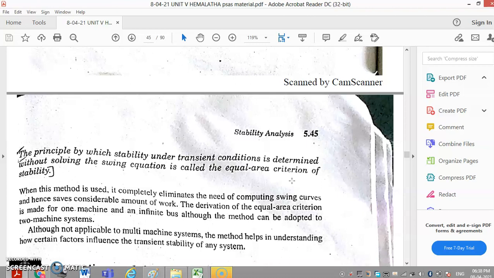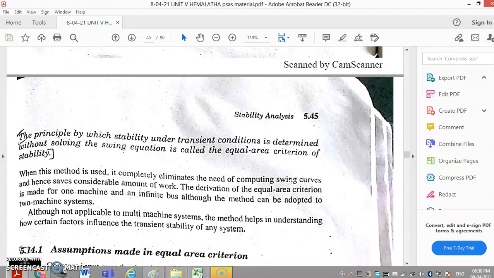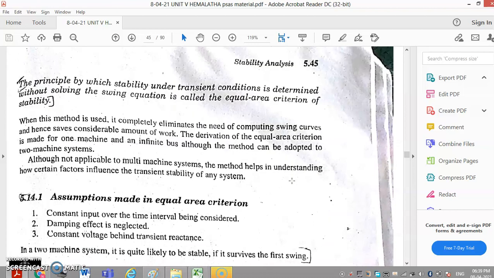The derivation of the equal area criterion is made for one machine and an infinite bus, although the method can be adopted for two machine systems. Although not applicable to multi-machine systems, the method helps in understanding how certain factors influence the transient stability of any system. So what are all the assumptions we have to make in performing the equal area criterion?